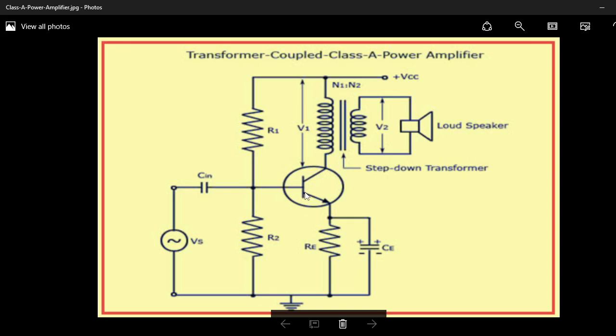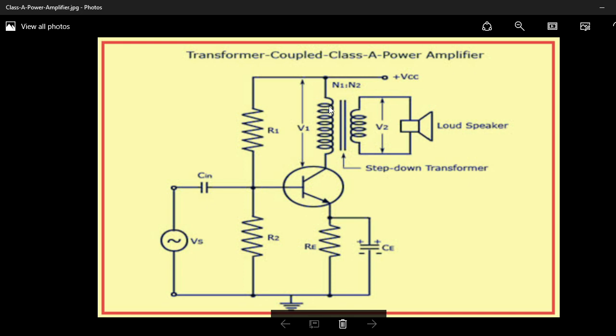In this video, I am going to explain Class A transformer coupled power amplifier efficiency. So, analysis of Class A transformer coupled power amplifier. This is the basic circuit diagram of a transformer coupled Class A power amplifier. Here, instead of collector resistance, a transformer is used as a load. So instead of RC here, the transformer primary coil is connected.